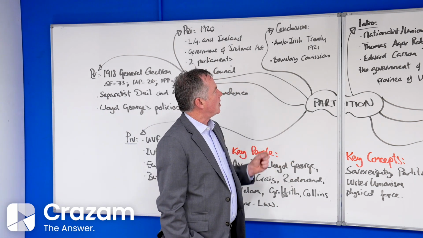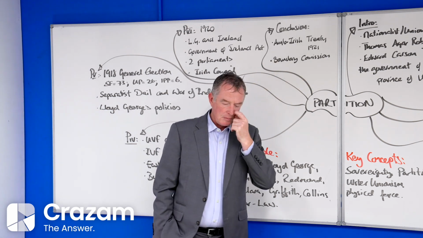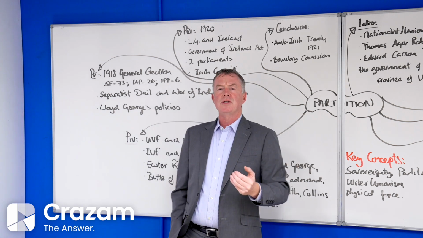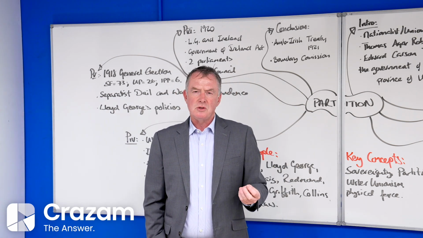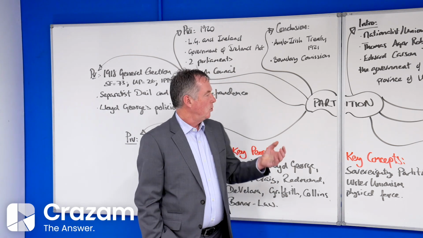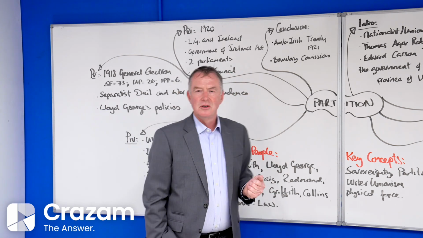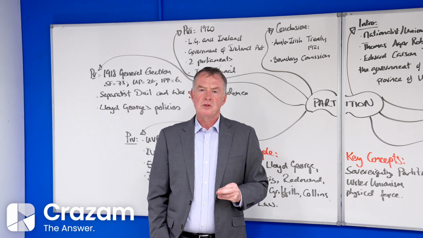The very, very closing part of your essay could refer to what happened to the Irish Council, but that really is outside the parameters of the question. But basically what happens is there's a boundary crisis in 1924 and 1925, and an Anglo-Irish agreement in 1925 which agrees to dismantle the Irish Council, and so partition becomes permanent.